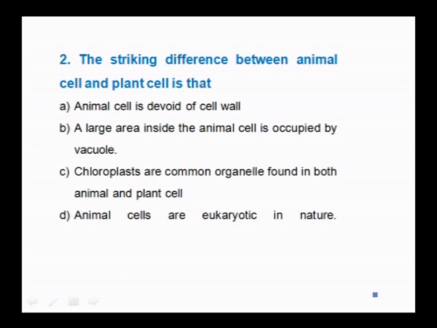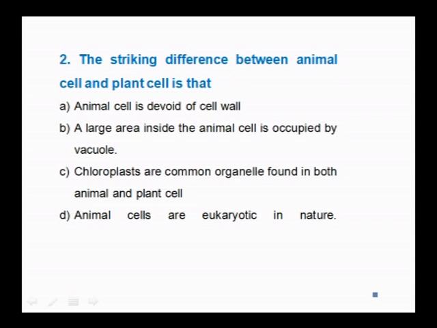Second question: the striking difference between animal cell and plant cell is that A. Animal cell is devoid of cell wall. B. A large area inside the animal cell is occupied by vacuole. C. Chloroplasts are common organelles found both in animal and plant cell. And D. Animal cells are eukaryotic in nature. So the question is slightly tricky because the question asks the difference between animal and plant cell. So what is very special about animal cell when compared to plant cell?